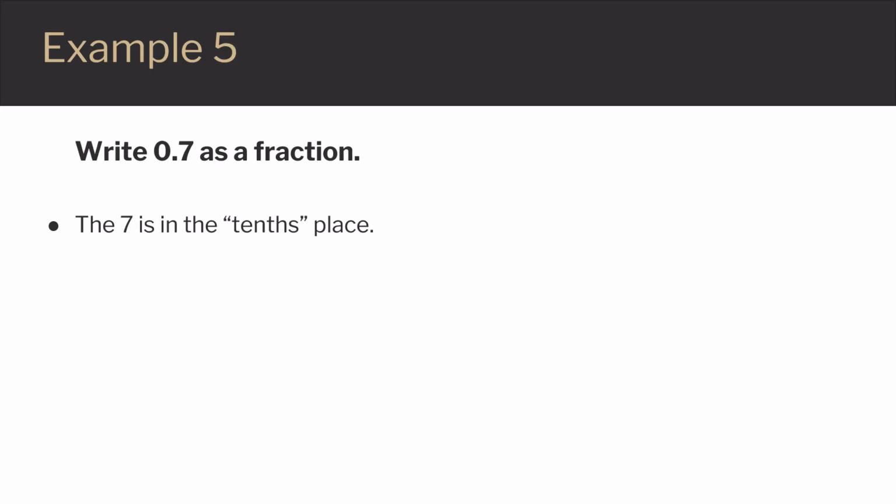Next, let's write 0.7 as a fraction. The 7 is in the tenths place. This means that the name of this decimal is 7/10. It's simply written as 7/10.